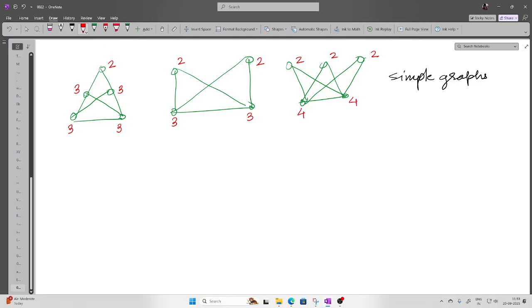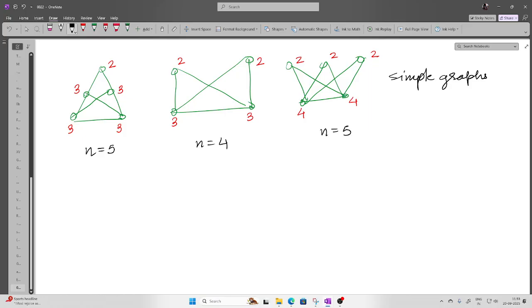Now, list the number of vertices in each graph. So it is 1, 2, 3, 4, 5. So this is n5. This is 1, 2, 3, 4. This is n4. This is 1, 2, 3, 4, 5. So this is n5.